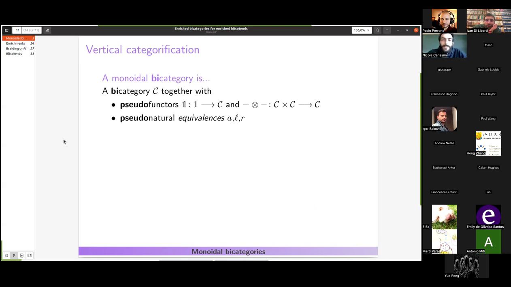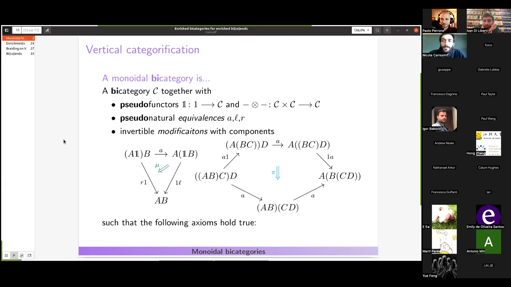So the vertical categorification then involves, of course, a bicategory C, and the functors become pseudo-functors, which are the notion of morphisms of bicategories. Then a, l, r will be some pseudo-natural equivalences, because they will be morphisms of pseudo-functors, and then the two axioms become structure. So we will have invertible modifications, a mu and a pi, whose components fit the IC and AC, the identity and the associativity coherence axioms.